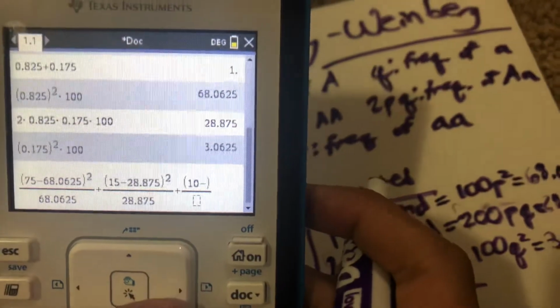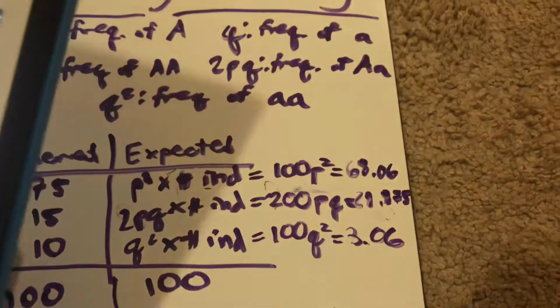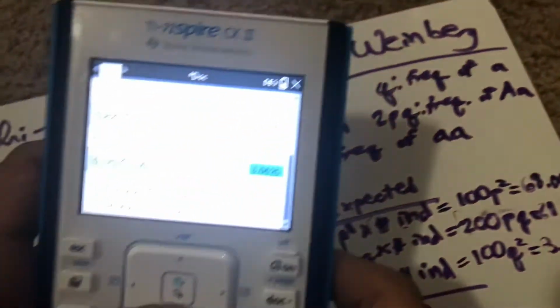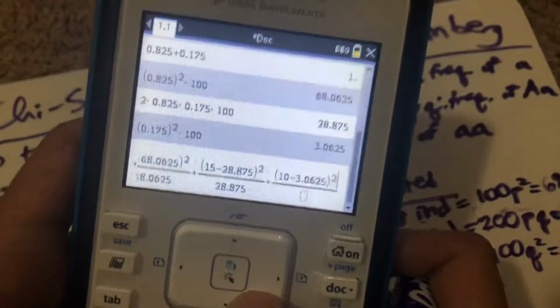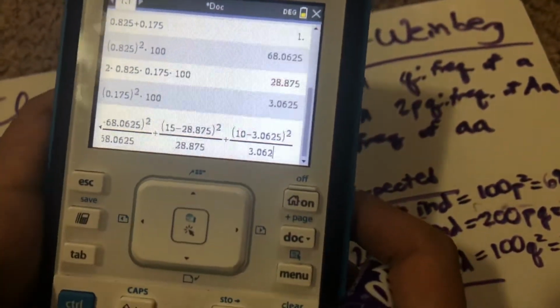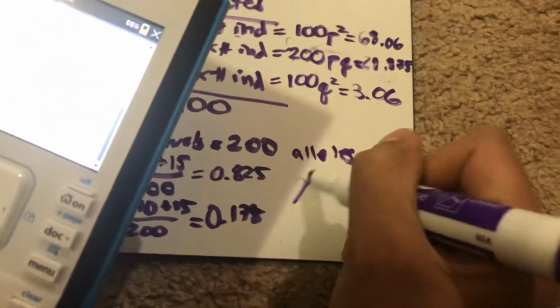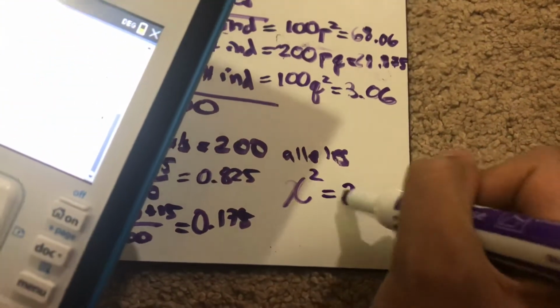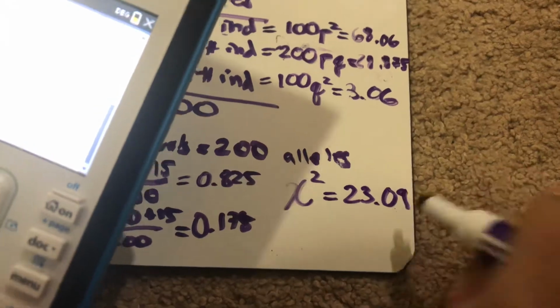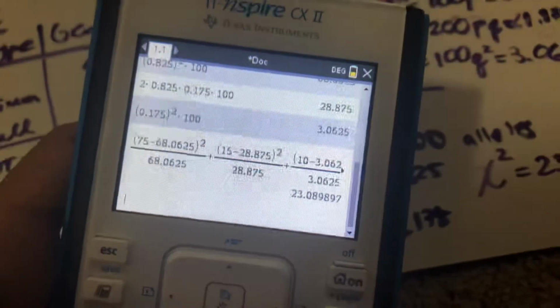10 minus, what is the number here again? 3.06. So I'm going to take 3.0625 squared over 3.0625. And look at that. You get your chi-squared in this case, which is approximately 23.09. Okay? So you get 23.09.